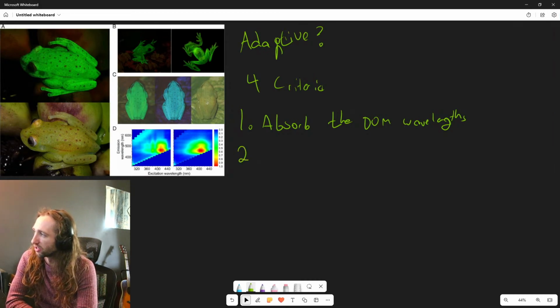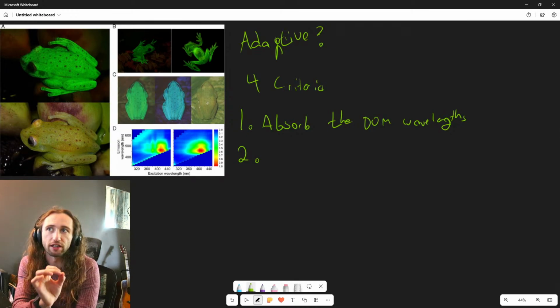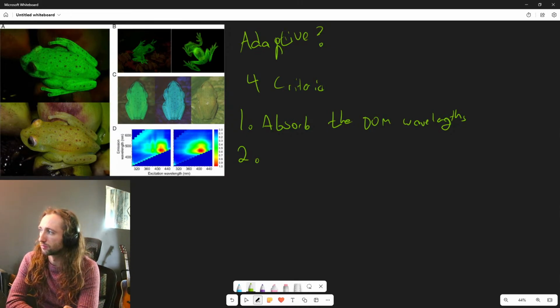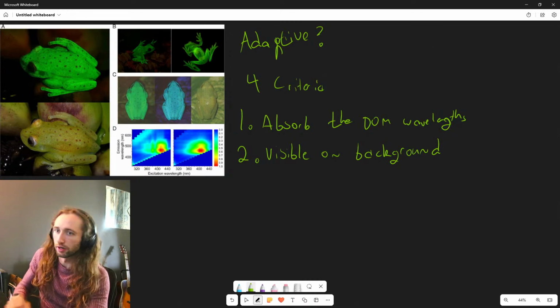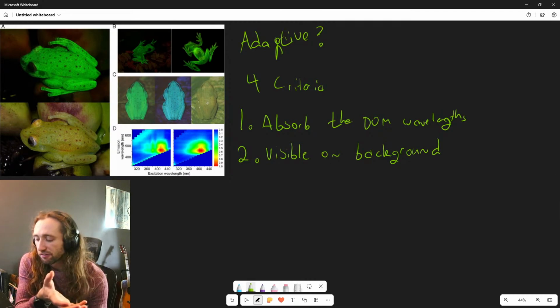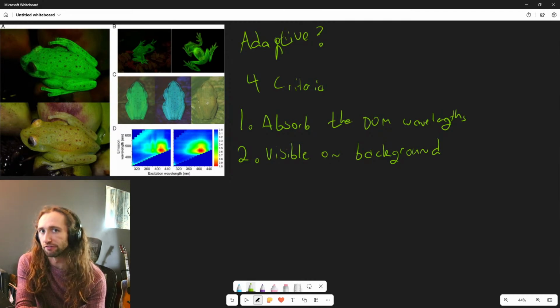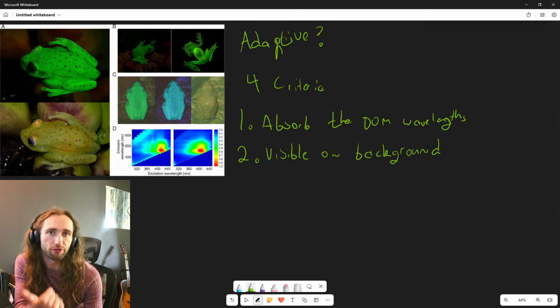So then the second criterion: the fluorescence will be viewed by a receiver against a contrasting background. Visible on background. Why is this? Well, let's say again that these frogs do fluoresce. Let's say they fluoresce a bright green, but maybe everything in the environment also fluoresces a little bit of bright green, or their fluorescence isn't very visible from the background. Then this trait would not be adaptive. Either the frogs would be completely hidden.